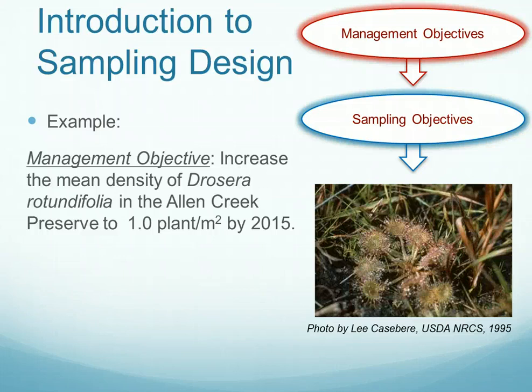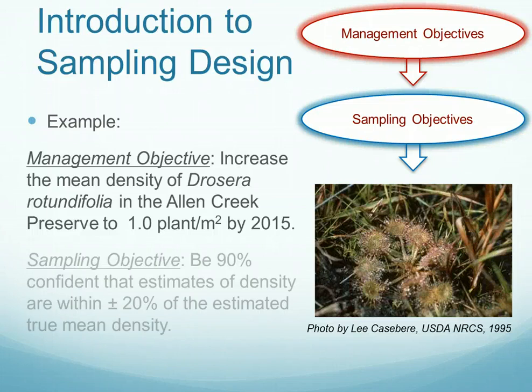If we look a little more closely at these two types of objectives, we can see that a management objective has very specific criteria about a desired state of change or condition for a site or a population of interest. Compare that to a sampling objective. A sampling objective includes a statement of confidence and a statement about the precision of the estimate that is desired through the sampling endeavor. These two kinds of statements are very important in the selection and determination of our sampling design.